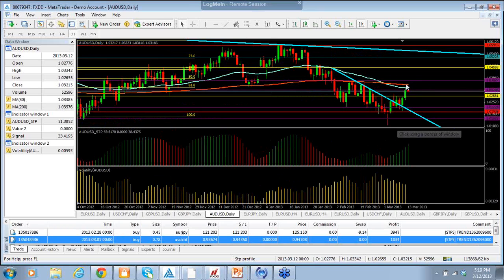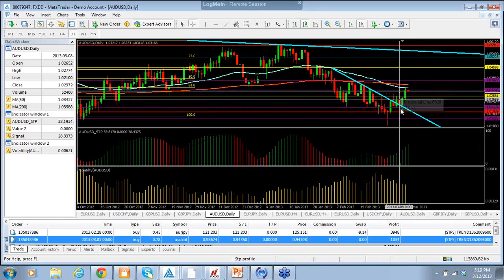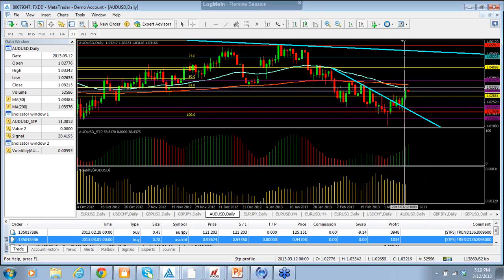Okay, so we kind of talked about the Aussie dollar getting back to that 50 MA. Once again, we're right on the numbers here. That's exactly what it did. It bounced off this trend line here and just moved right up to that 50 MA, and that's what we expected, and that's all we can say.